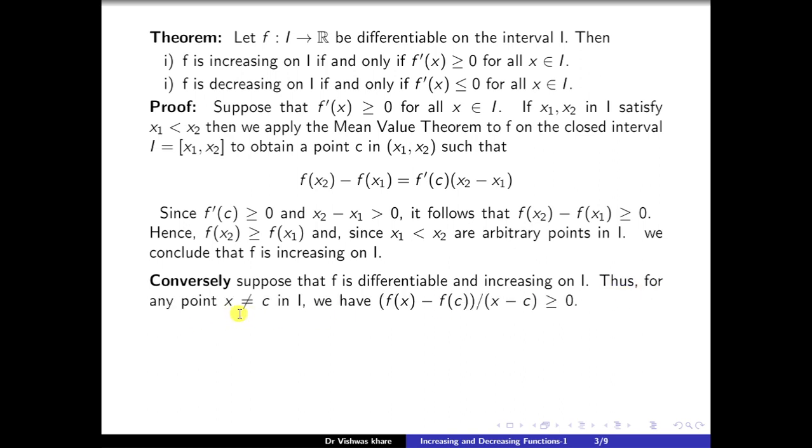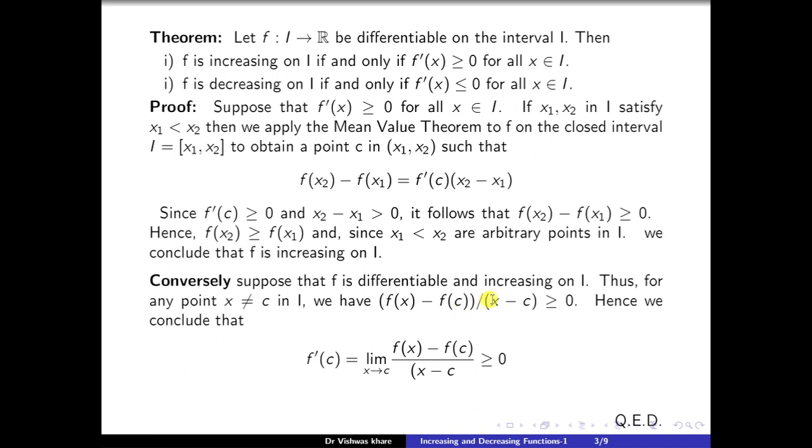Thus, for any point x which is not equal to c in I, we have (f(x) minus f(c)) divided by (x minus c) is greater than or equal to 0. Either x is greater than c or x is less than c. Still, in both cases, this expression is greater than or equal to 0. So we conclude that f dash c, which is equal to the limit as x tends to c of (f(x) minus f(c)) upon (x minus c), is greater than or equal to 0.